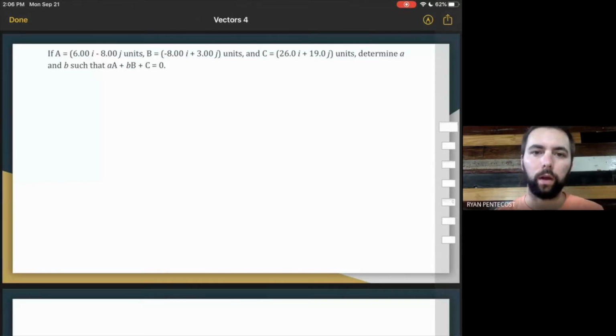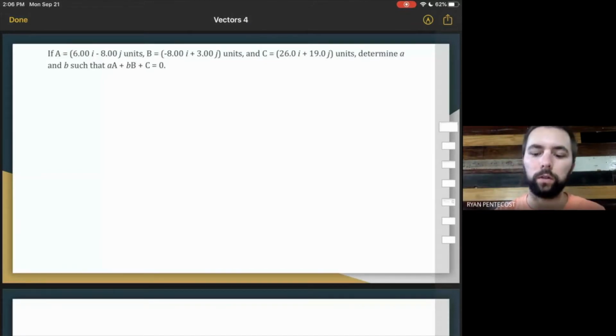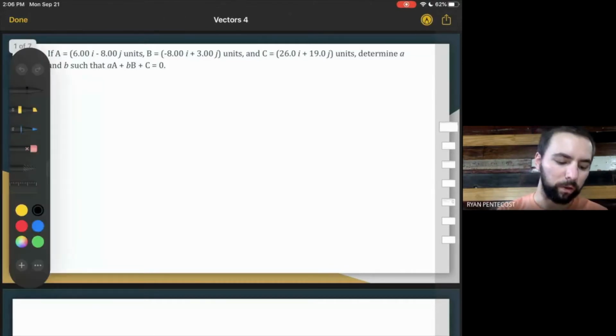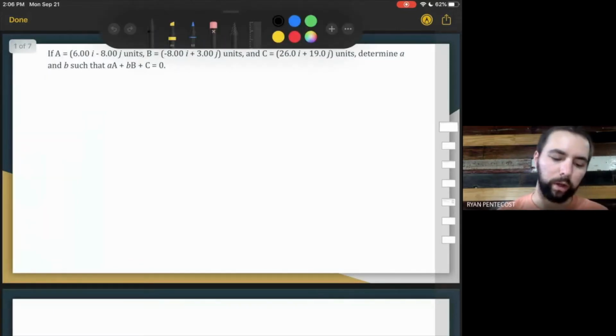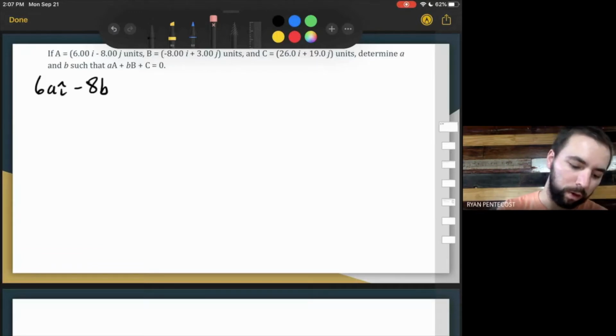So the strategy that we're going to use for that is we're first going to write our equations out, right? For this to be true, the i's all must equal 0 and the j's all must equal 0, right? So let's say we have 6ai from vector A minus 8b. Oh, you know what? These are all i's. Let's redo that.